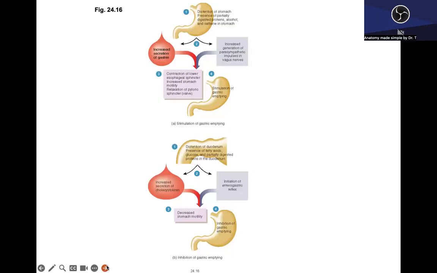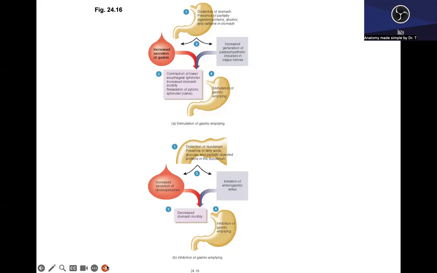I think that we can also just take a look at this diagram to graphically illustrate stimulation of gastric emptying and inhibition of gastric emptying at the same time, because we know motility of the stomach churned chyme and allowed for chyme to be gradually released from the stomach.